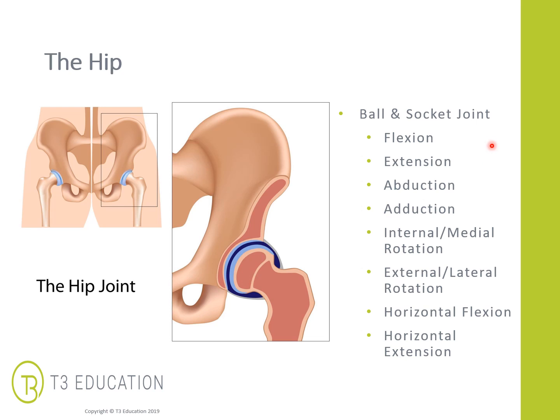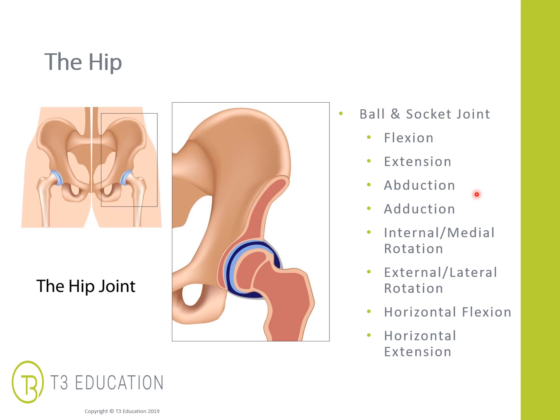Available movements involve flexion as we bend forward, extension, the opposing movement, abduction, taking that leg away from the midline, adduction, bringing it back in, internal or medial rotation, external or lateral rotation, and horizontal flexion and extension when that leg is bent or flexed to 90 degrees, as in the shoulder movement.